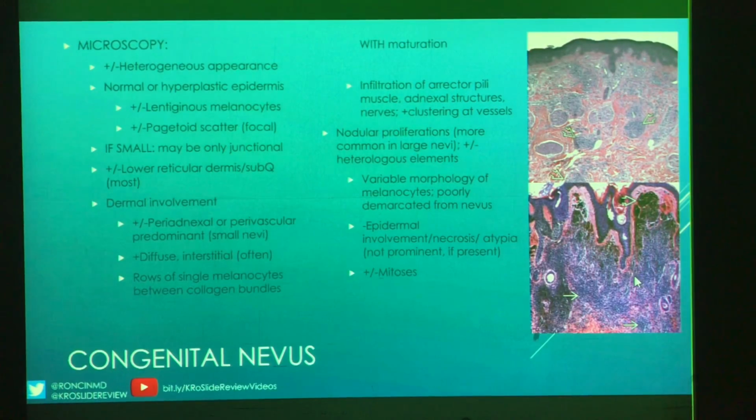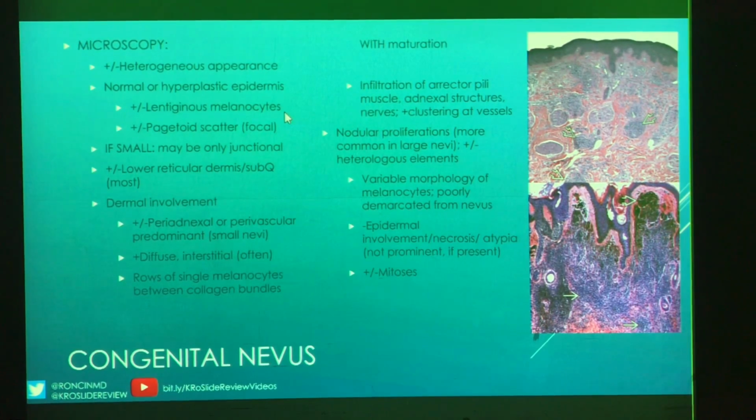On microscopy, again, you can have a relatively wide range of appearance, and it tends to be rather heterogeneous, which just means it's not totally the same. Like our example, there were areas that were more spindled and areas that were more ovoid. The epidermis can either be normal or hyperplastic or acanthotic. In our case, it was relatively normal.